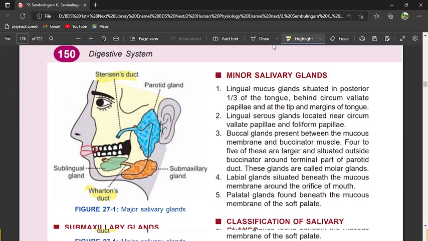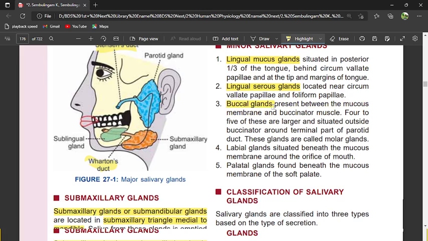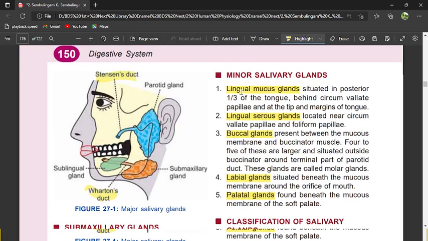Let us learn about the minor salivary glands. First is the lingual mucous gland. Next you have the lingual serous gland. Then you have buccal glands, then labial glands and palatal glands. Right, first you see the lingual mucous gland. In the lingua, that is the tongue, there are small minor salivary glands. They are situated in the posterior tongue, the posterior one third of the tongue, not in the anterior. Behind what? Behind the circumvallate papillae, at the margins.